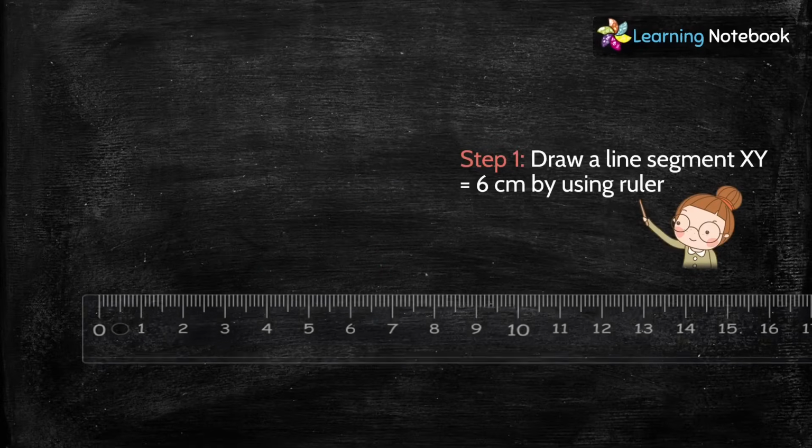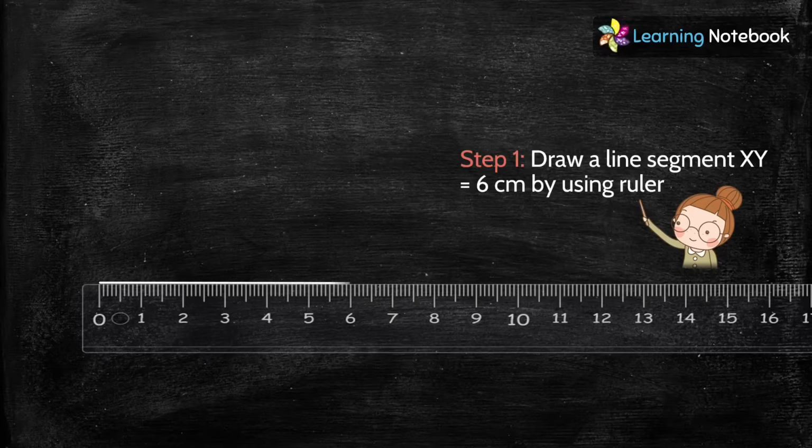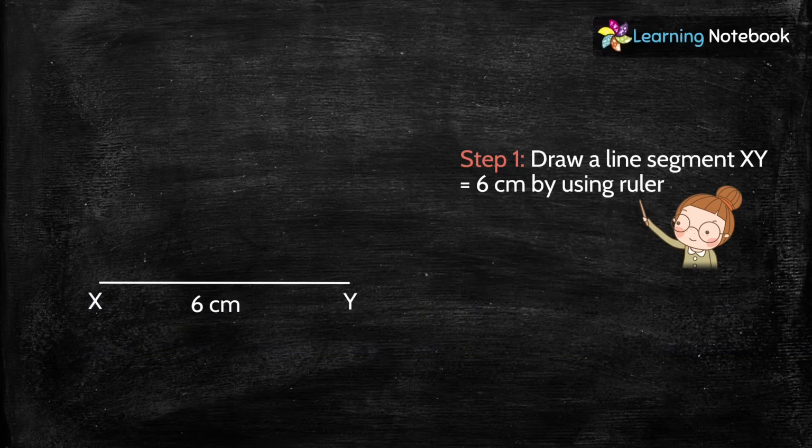In step 1, draw a line segment XY equals to 6 centimeter by using a ruler. Do mention the length of this line segment as 6 centimeter.